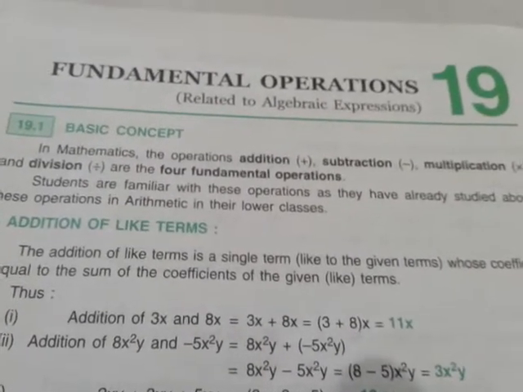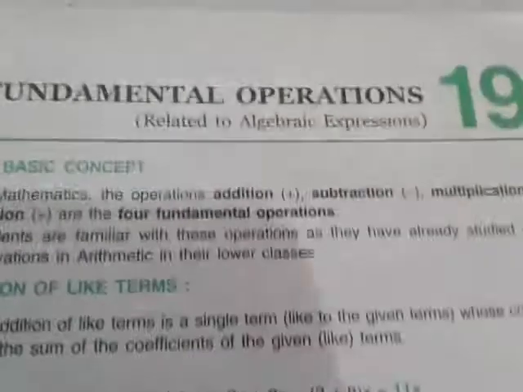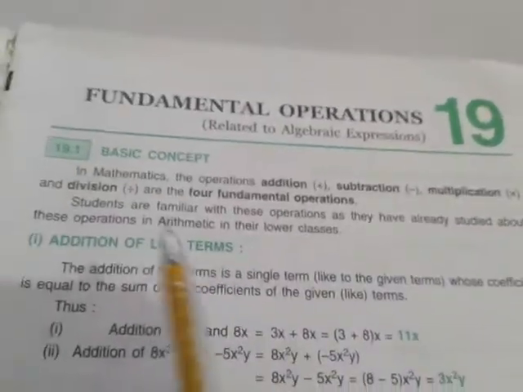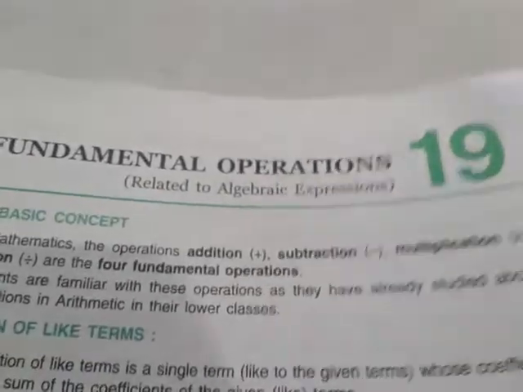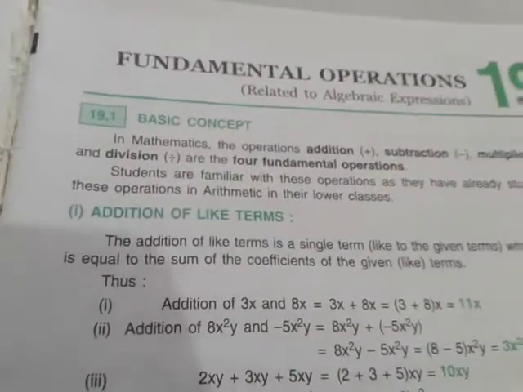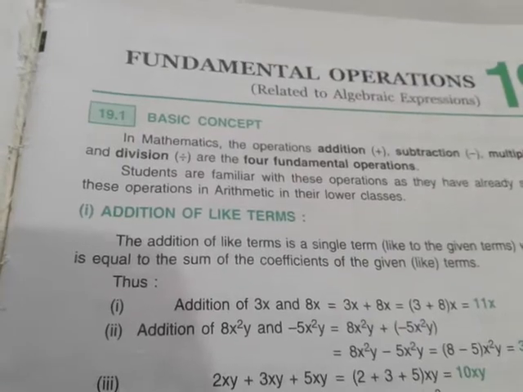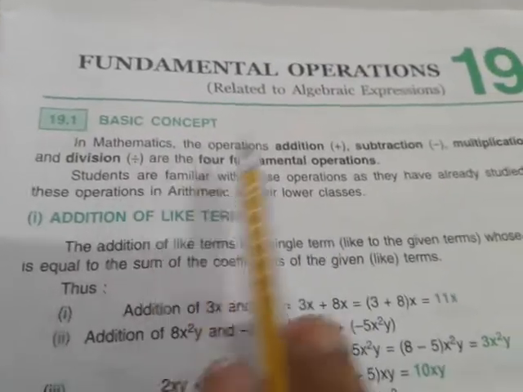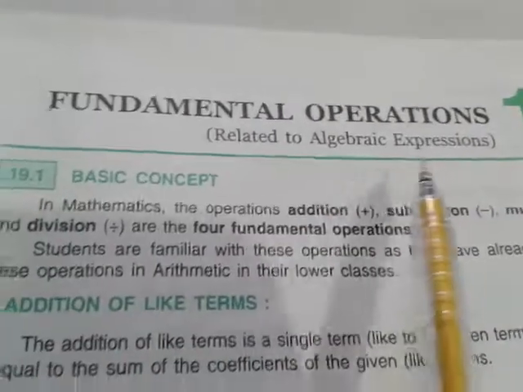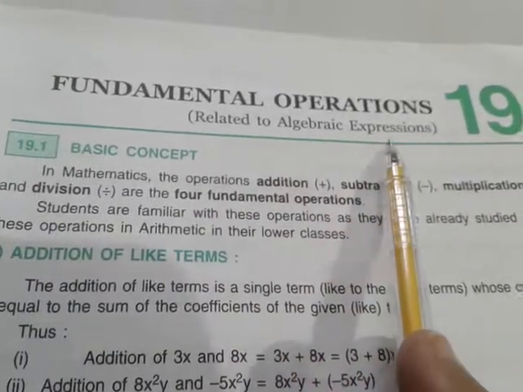So here is chapter 19. Why have I taken chapter 19? Because chapter 19 is in connection with chapter 18. So it's compulsory for me to take the 19th chapter immediately after the 18th chapter because they are completely connected. The chapter's name is Fundamental Operations related to Algebraic Expressions.